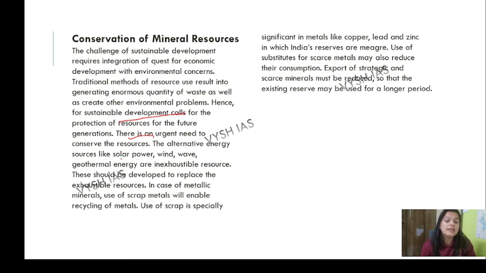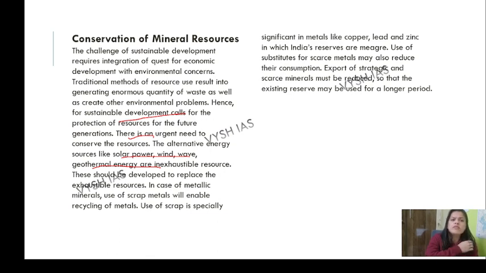The alternative energy sources like solar energy, wind, wave and geothermal energy are inexhaustible resources. They should be developed to replace the exhaustible resources. What we can move toward is reuse and recycling of metals. When we talk about these metallic minerals, we can move towards recycling, and the use of scrap is especially significant in metals like copper, lead and zinc.